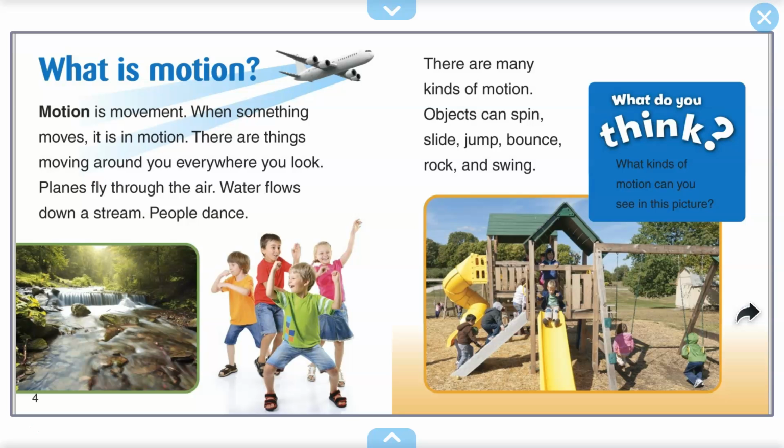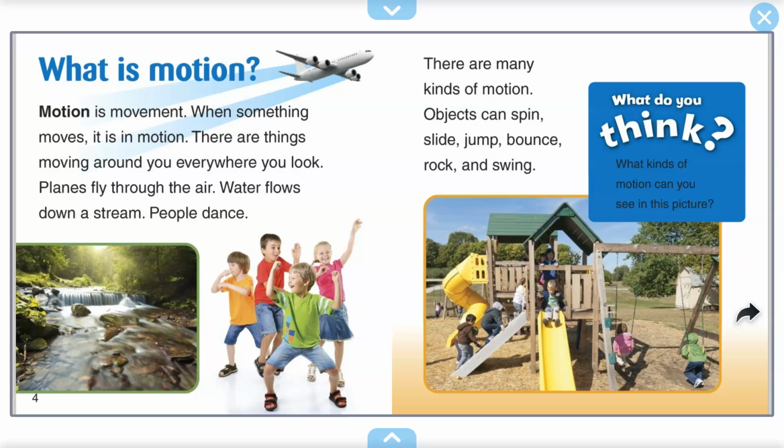What is motion? Motion is movement. When something moves, it is in motion. There are things moving around you everywhere you look. Planes fly through the air, water flows down a stream, people dance. There are many kinds of motion. Objects can spin, slide, jump, bounce, rock, and swing.